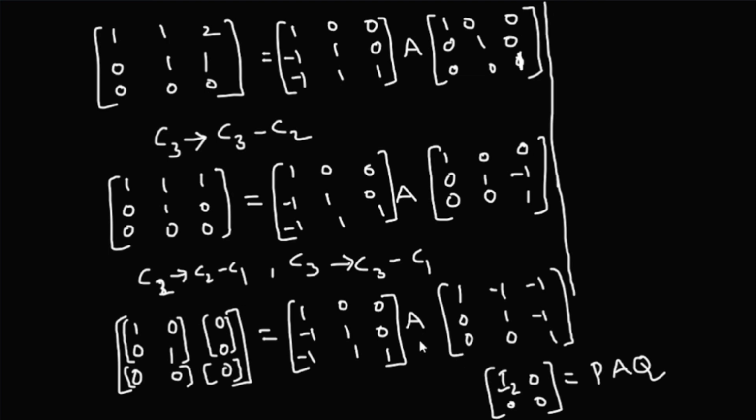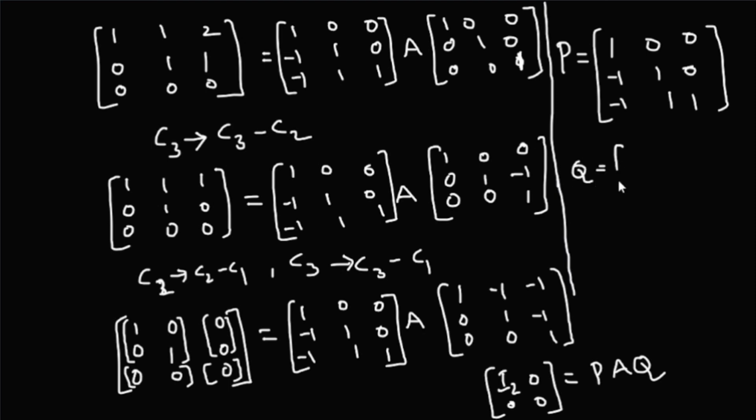You can find the determinant of P and Q and check whether they are non-singular. Where P is the matrix 1, 0, 0, minus 1, 1, 0, minus 1, 1, 1. You can check it. Its determinant is non-zero. Q is 1, minus 1, minus 1, 0, 1, minus 1, 0, 0, 1. Right. So P and Q are both non-singular matrices as required.